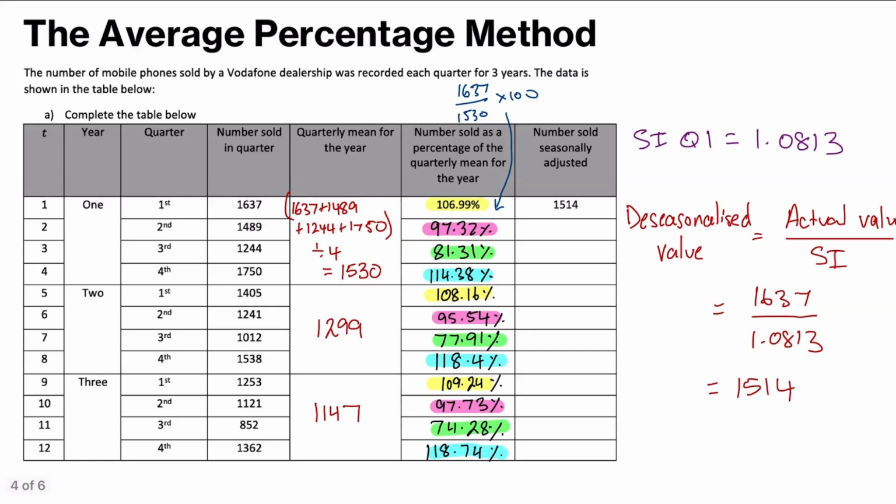If I wanted to seasonally adjust the sales figures for the second quarter of year 1, I would take the actual number of sales, 1,489, and divide it by the seasonal index of 96.86% or 0.968. That's going to give me a seasonally adjusted figure of 1,537. And I can continue this process using each individual seasonal index that relates to each individual quarter. And there you can see the completed list of the seasonally adjusted sales figures.